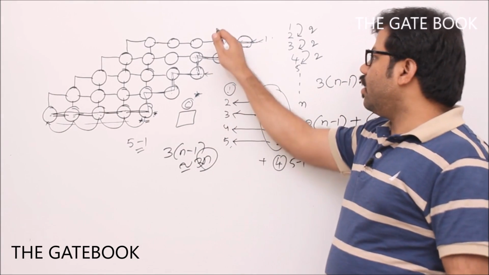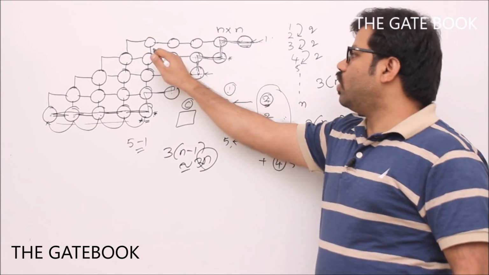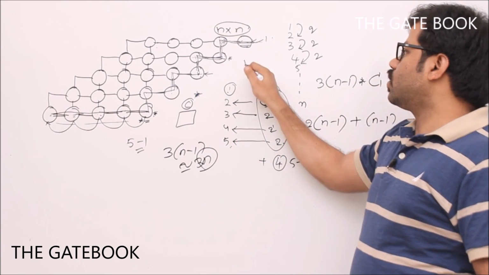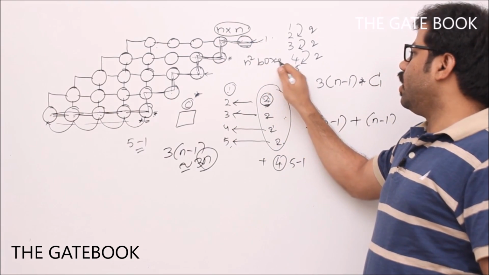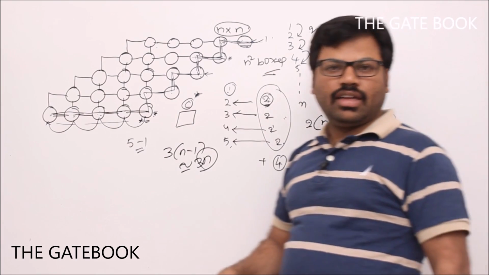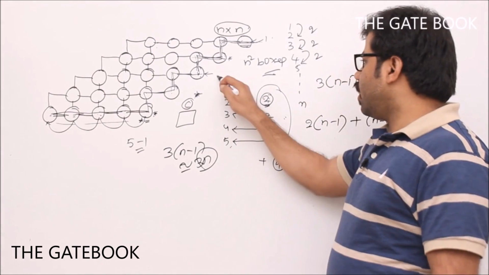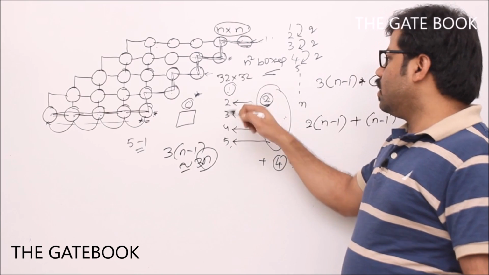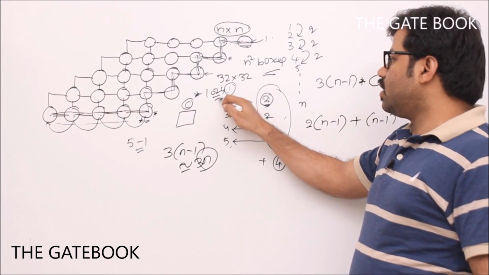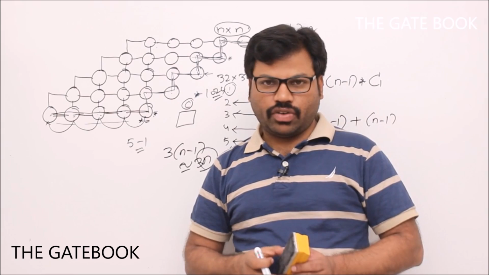Now the space, if you see, you need huge space. Why? It is n by n. Every row should have n boxes, so n into n, n square boxes you want. Each box has a full adder and an AND gate. So if you are multiplying 32-bit numbers, then you require 1024 AND gates and 1024 full adders.